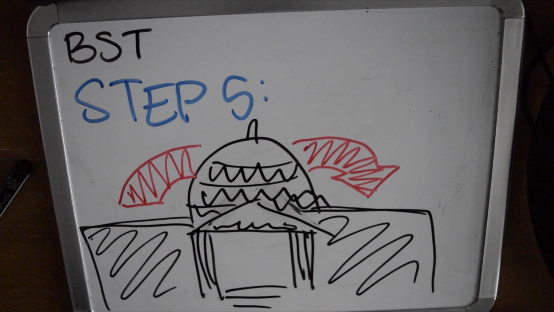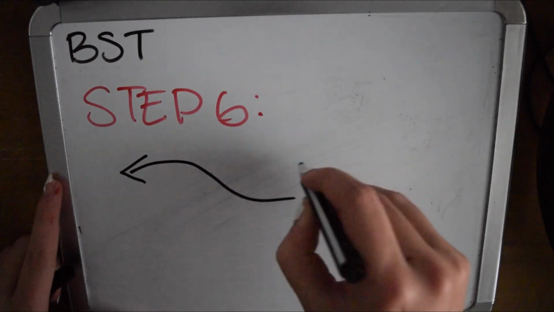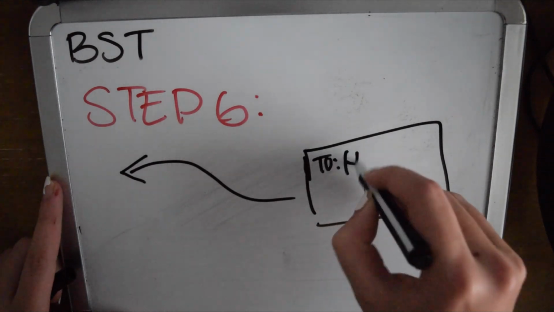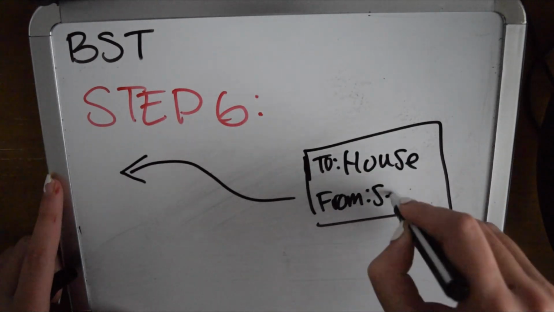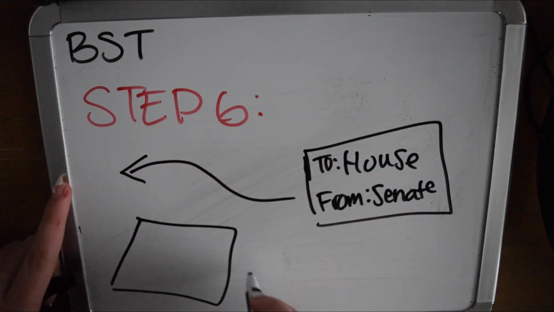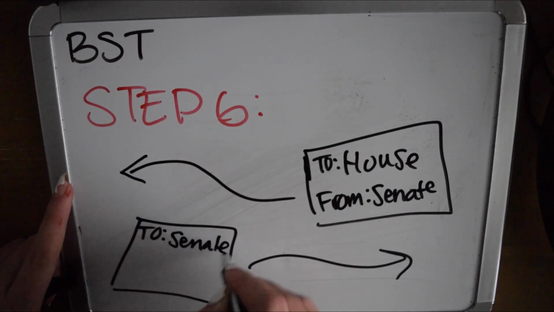The bill now moves from the House side to the Senate side. There is again a Senate committee that reviews the bill. If the Senate wants to make any edits, it must be sent back to the House and be passed in the House again and then sent back to the Senate.